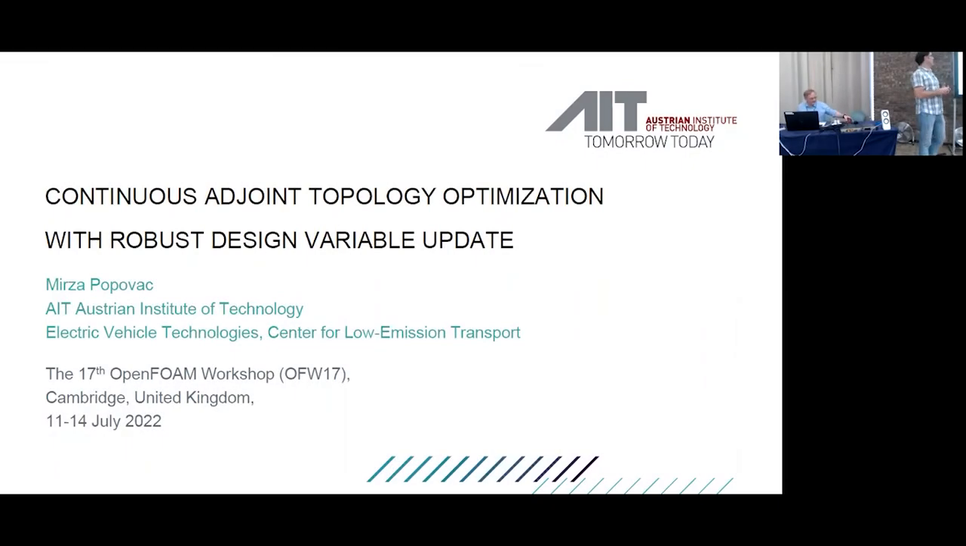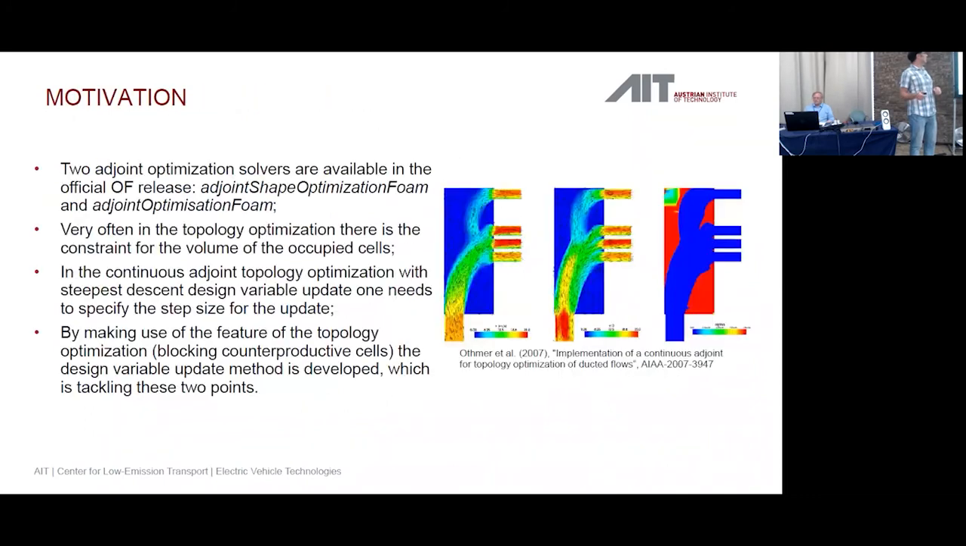Thank you. My name is Mirza Popovac, Austrian Institute of Technology, and I prepared this presentation on the continuous adjoint topology optimization with robust design variable update, which is pretty much everything you heard already, except for this small last bit. So yeah, I will repeat most of what you heard already.